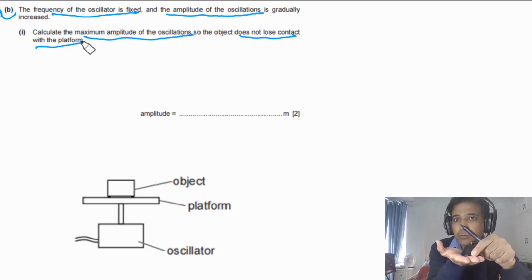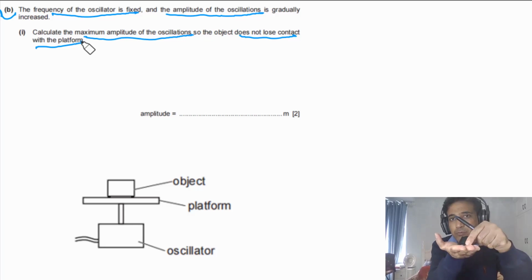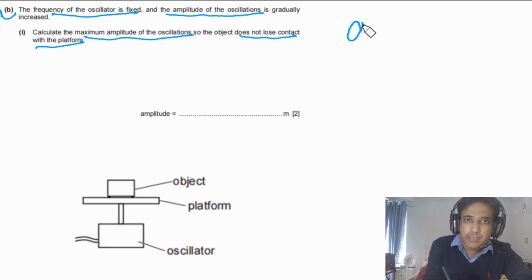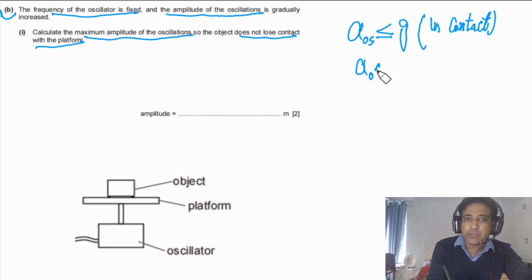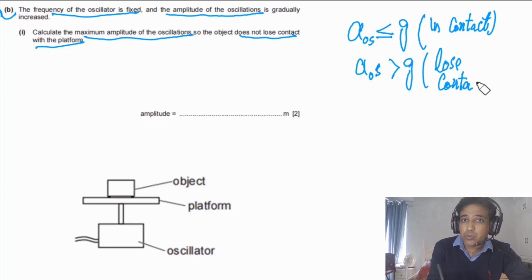But if the downward acceleration of the oscillator increases, meaning it is greater than g, then the object will lose contact with the oscillator. So this is what will happen, like this. So this is the main concept. So we can say as long as acceleration of the oscillator is less than or equal to g, the object is in contact with the oscillator. And if acceleration of the oscillator is greater than g, the object will lose contact with the oscillator. So this is the main concept.